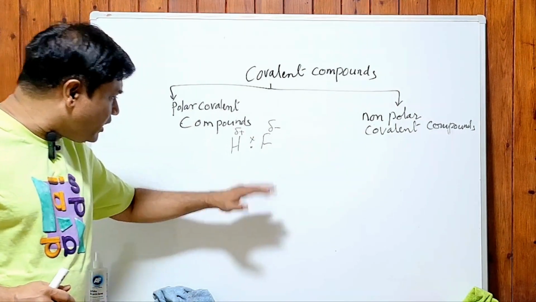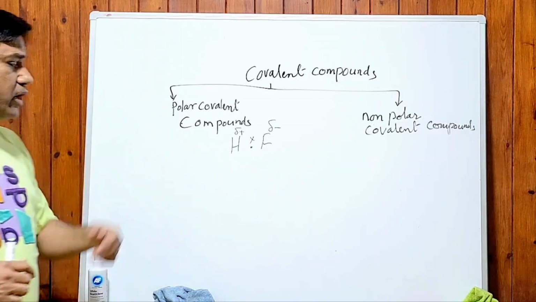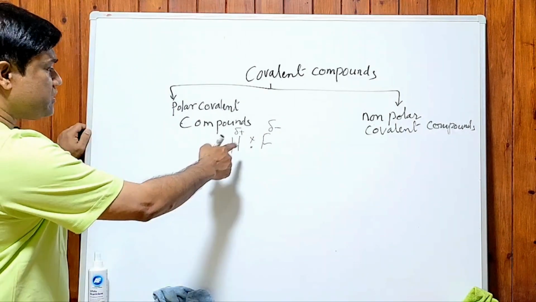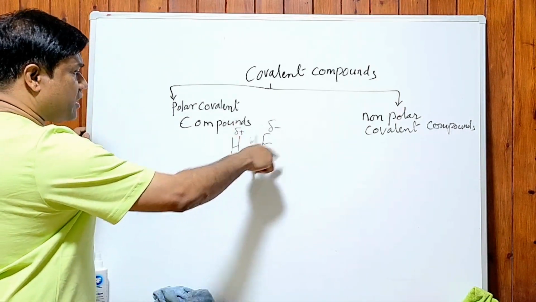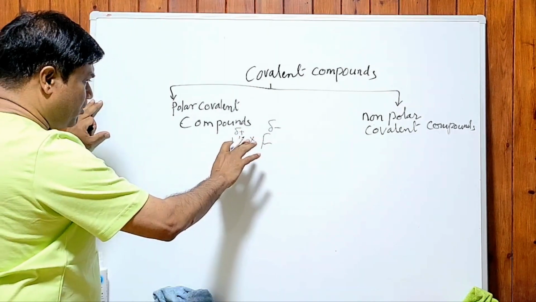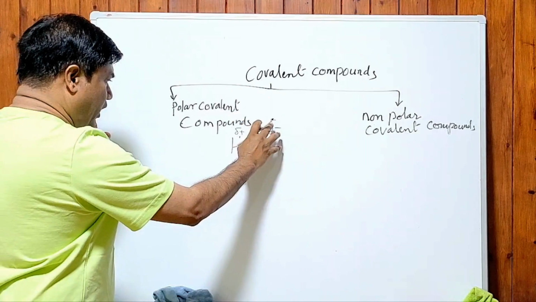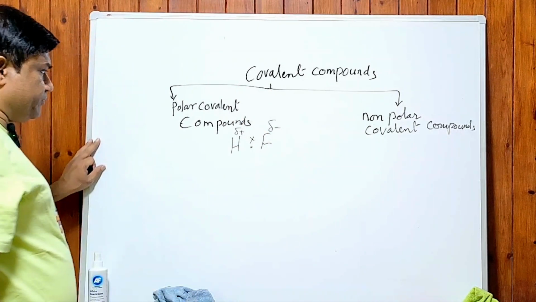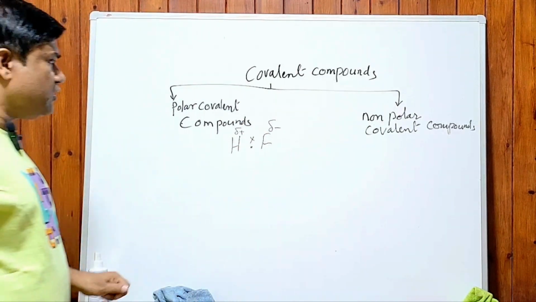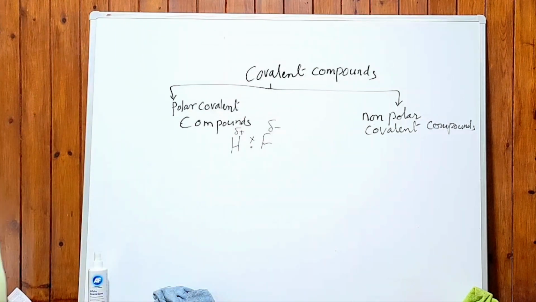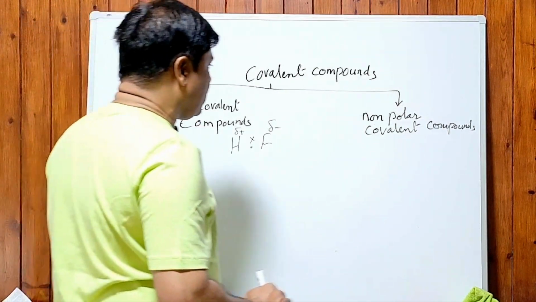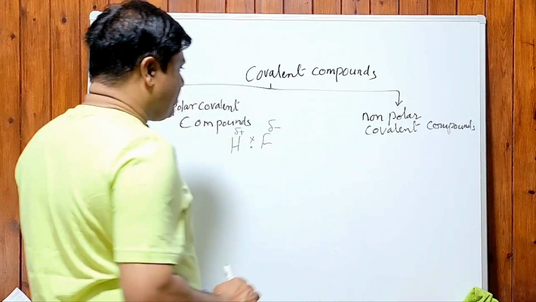HF is soluble in water because it is polar. You can easily notice ions are formed, no doubt partial ions, not complete ions, partial. So it will dissolve in water. On the other hand, look at the non-polar molecule. So how can we check the non-polar compound?